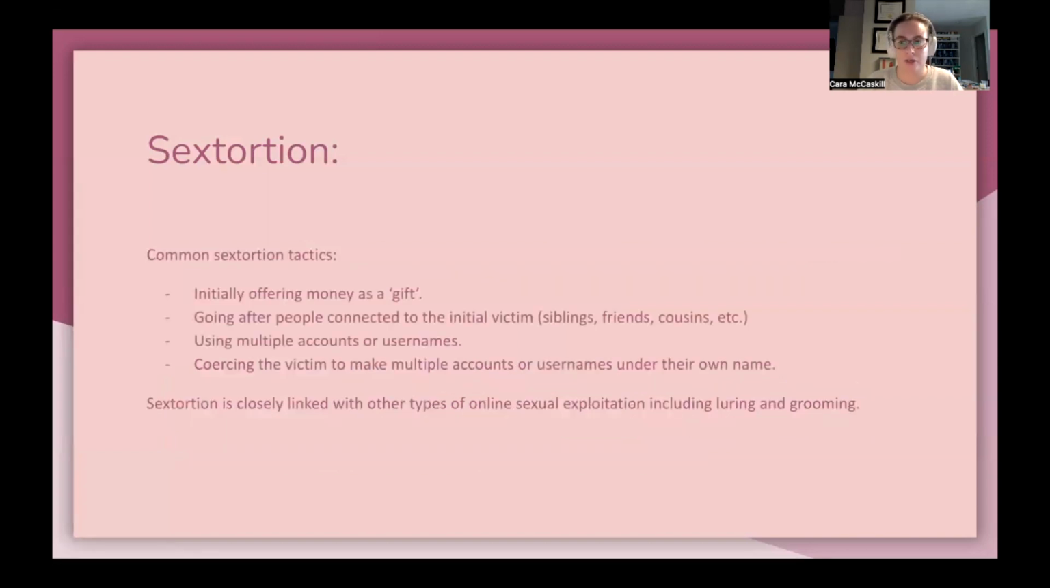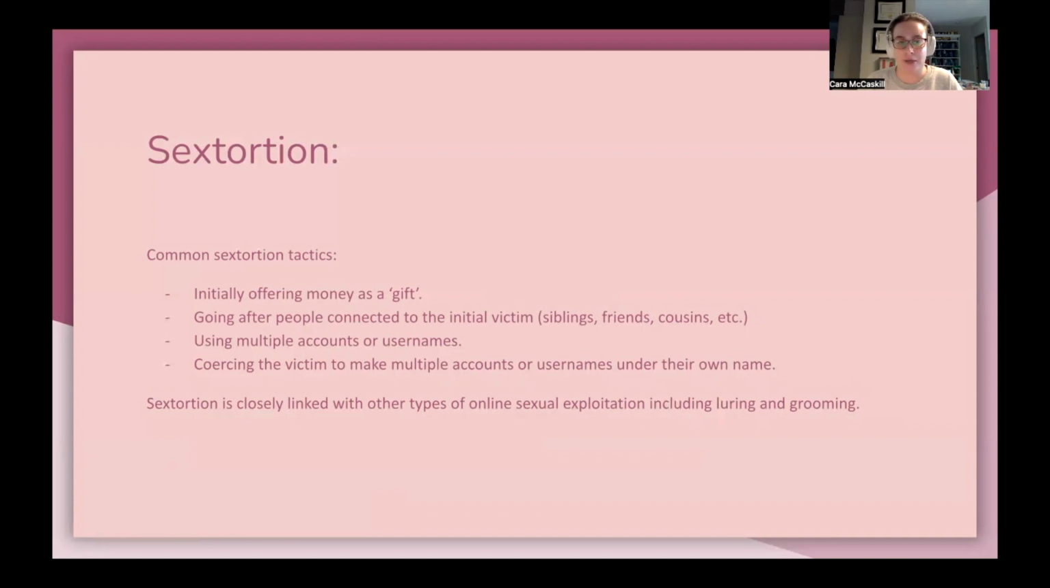There are some common sextortion tactics that take place in a variety of sextortion experiences. So the offender will initially offer the victim money as a quote unquote gift to try and normalize this exchange of sexual abuse imagery for money. The perpetrator will also often go after people connected to the initial victim, like siblings or friends or cousins, to try and coerce the victim into complying with their demands.